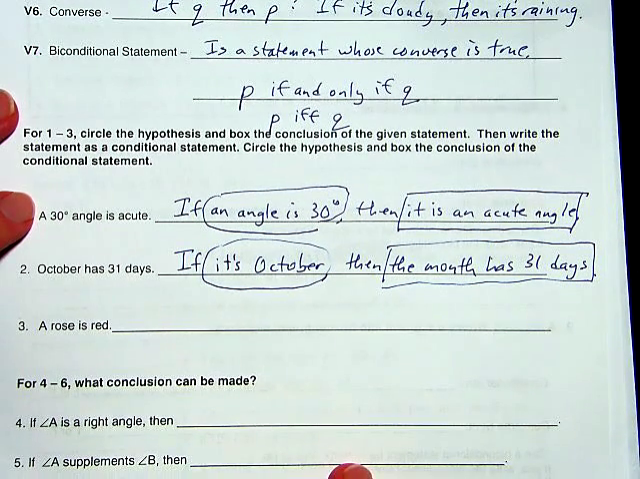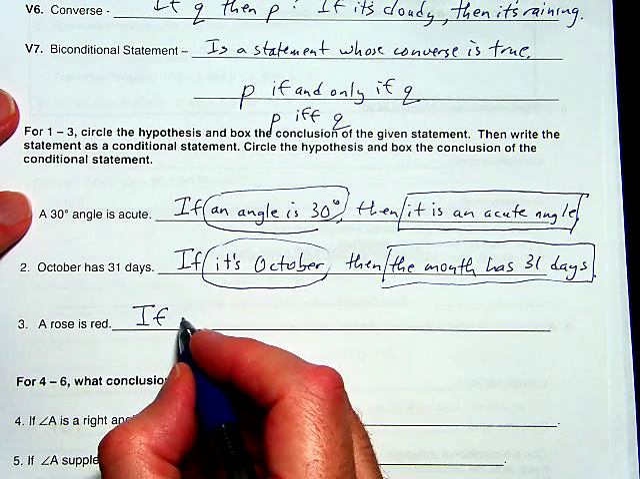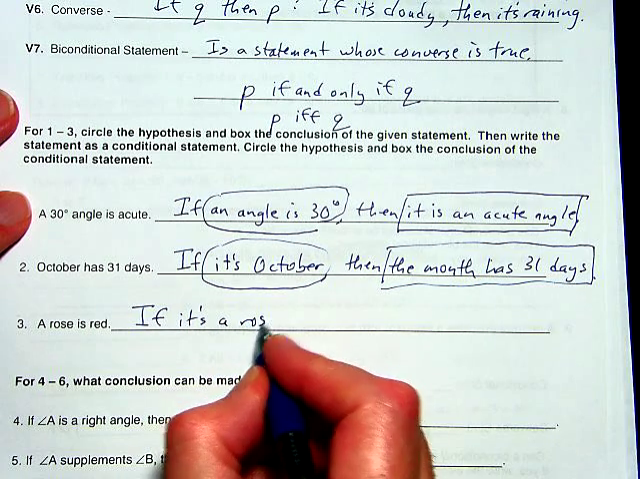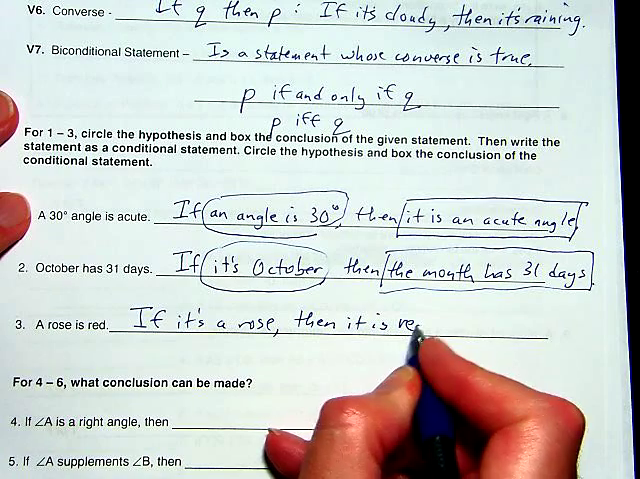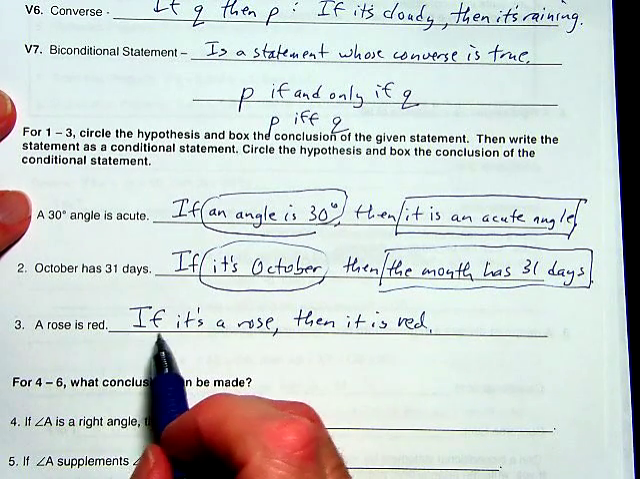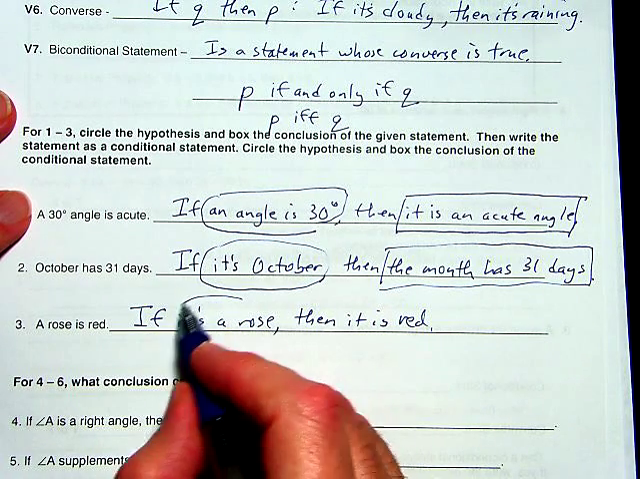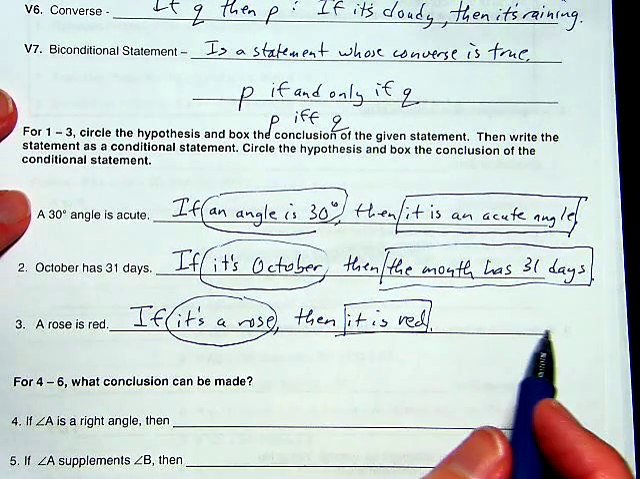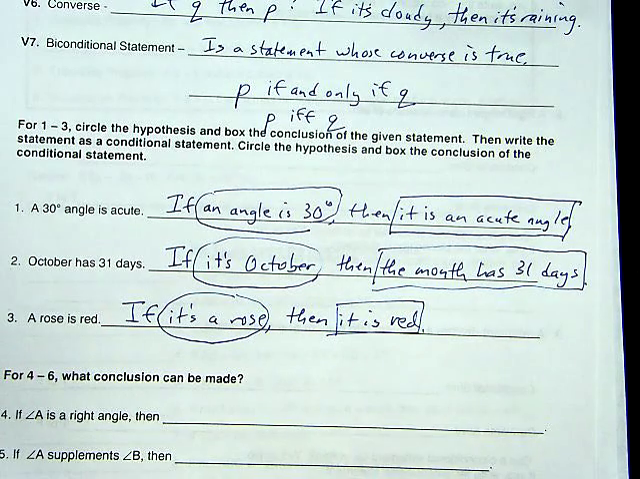The last one here, a rose is red. If it's a rose, then it is red. Kind of a simple statement. We try not to add too many words. We try to maintain the original meaning. Here, the hypothesis is that it's a rose, and the conclusion is that it is red. Notice that none of these are biconditional statements.